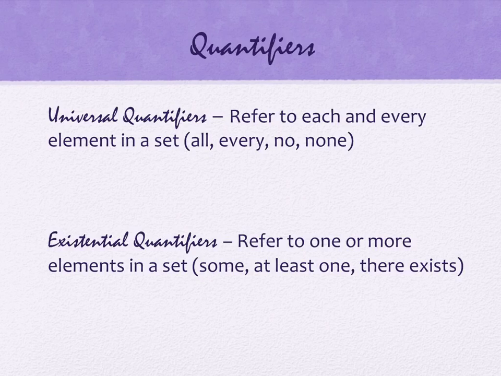Existential quantifiers refer to one or more elements in the set. So they use the words some, at least one, or there exists. These are much less daunting phrases. Sometimes you leave the door open, right? At least once you left the door open, like that. So I was going to write down a couple of these for you.